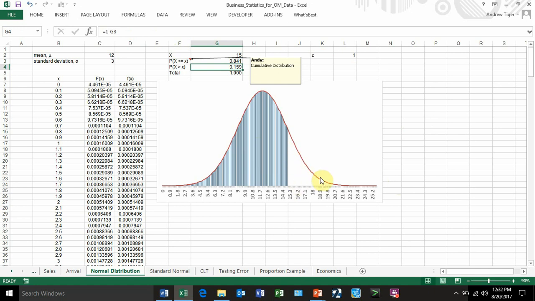Well, that means the area to the right, the white area, has to be 1 minus, because the total area under this curve is 1. That's one thing you get with the normal distribution, because it's a probability distribution. The total area under the curve has to equal 1. So if the area to the left is 0.84, the area to the right is 1 minus that.